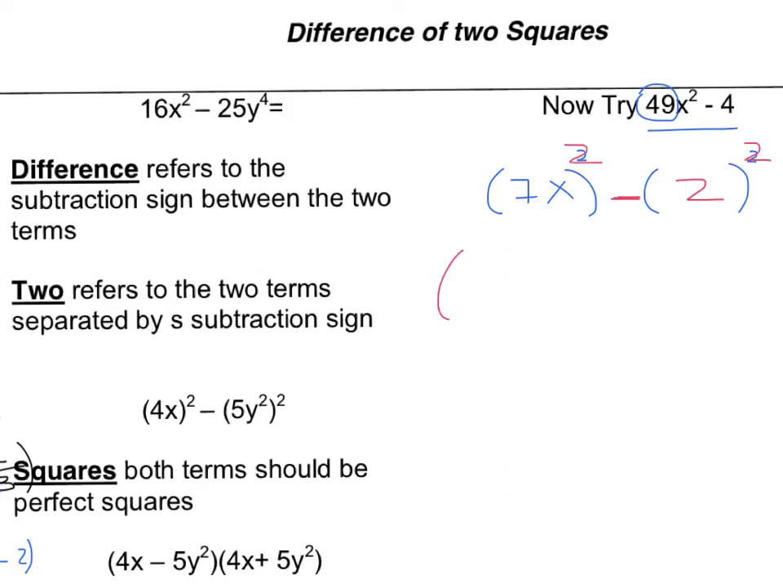Now, again, how do you write this? You write the first minus the second, so 7x minus 2, and then the first plus the second. Again, check your work on the calculator. So that would be it.